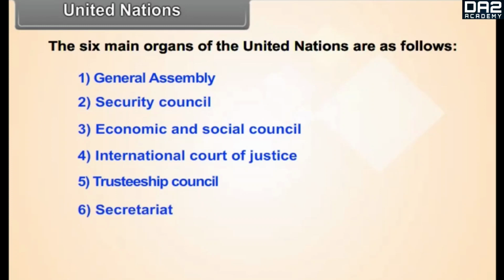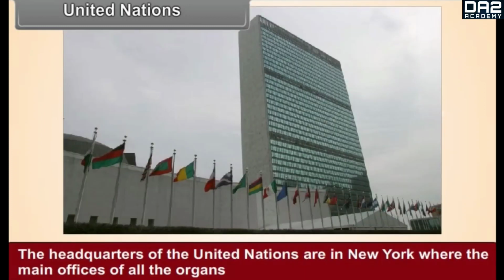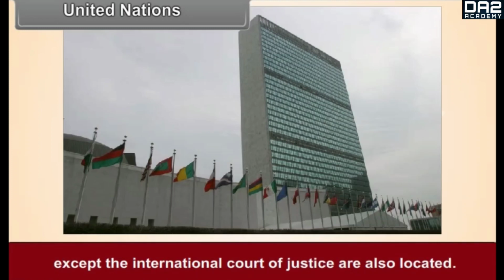The headquarters of the United Nations are in New York, where the main offices of all the organs except the International Court of Justice are also located. The office of the International Court is in The Hague in Netherlands.